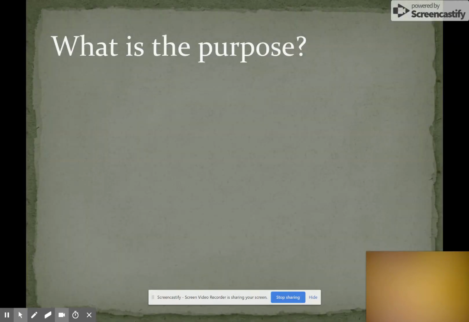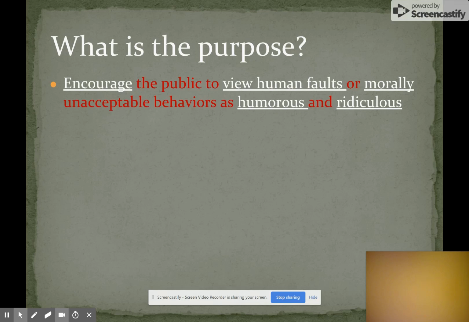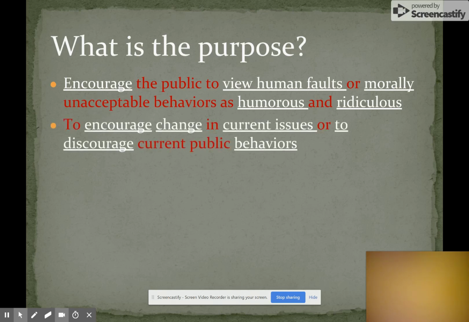So, what's the purpose of satire? Well, we want to encourage the public to view human faults or morally unacceptable behaviors as humorous and ridiculous. We also want to encourage change in current issues or to discourage current public behaviors. So, the idea here with satire is that we take typically a current issue that's happening and we magnify it so that some sort of change can happen. And this current issue can be either positive or it can be negative.